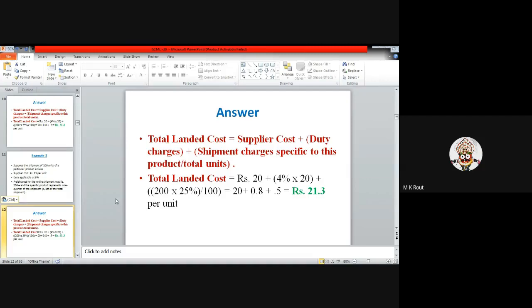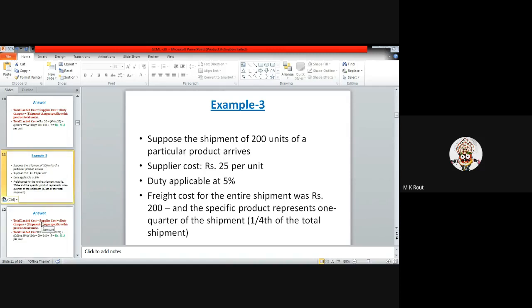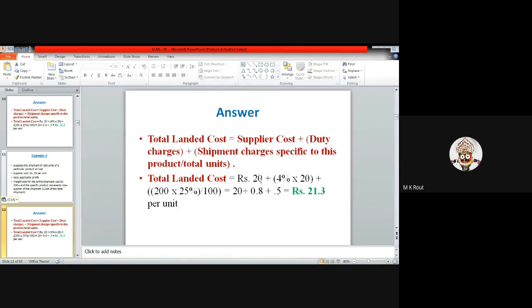What is the supplier cost here? Hello, Sangram, what is the supplier cost? Sir, 25. Supplier cost is 25 here. I just change here 25.